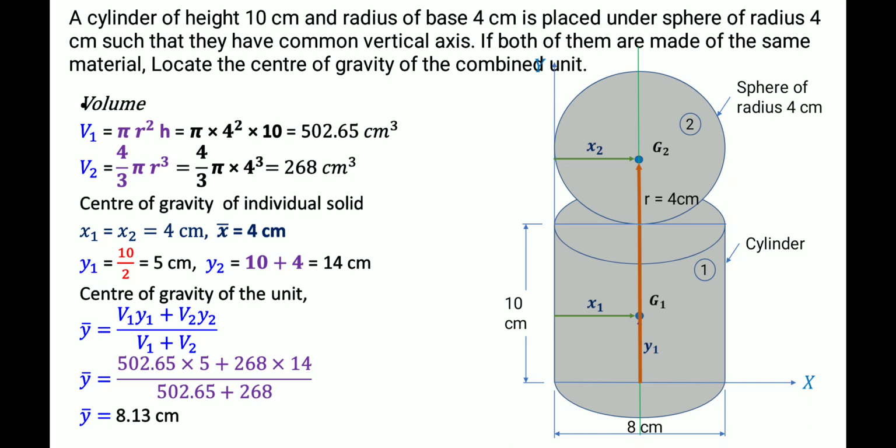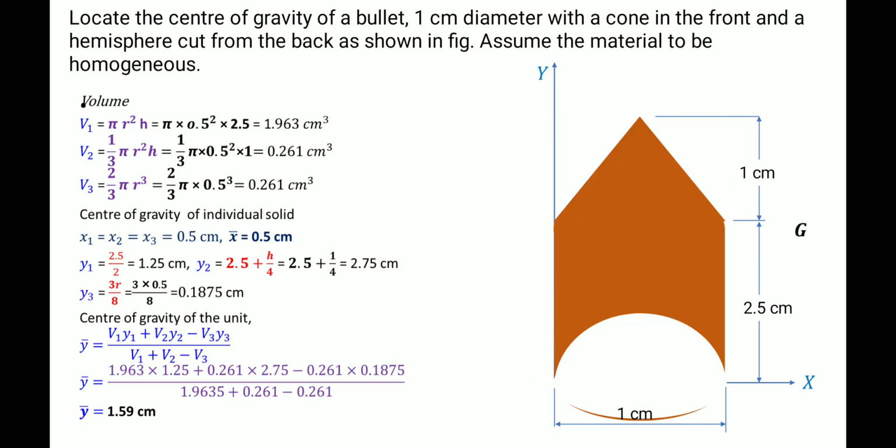So we got all the values. Then we can substitute in the y bar formula, v1 y1 plus v2 y2 by v1 plus v2. We will get the value of y bar as 8.13. So we got x bar as 4 centimeter and y bar as 8.13 centimeter. That's all. Then let us solve another problem.